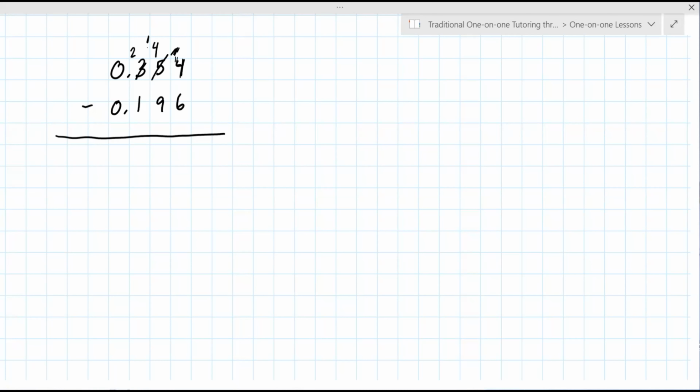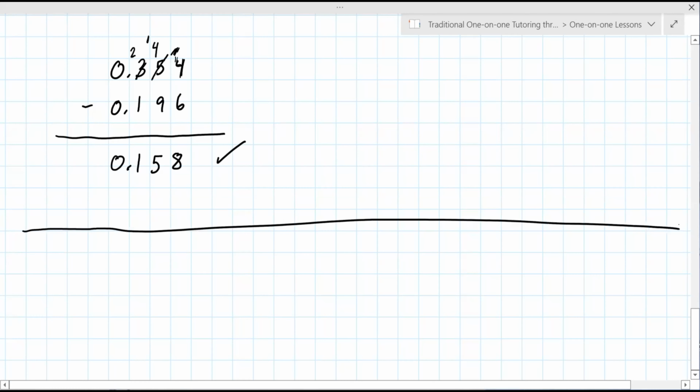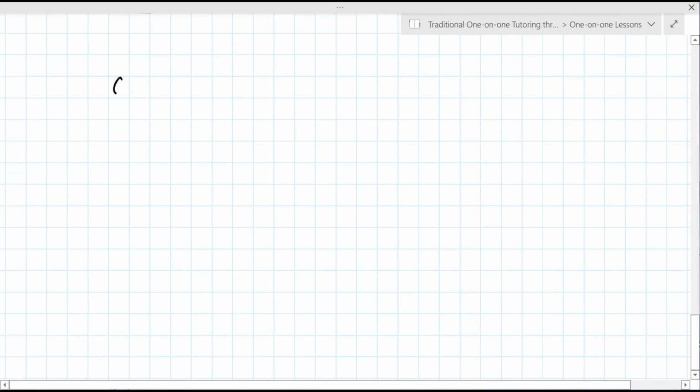Okay, I got my final answer. Okay, what is your final answer? 0.158. That is correct. Okay. So doing this problem helped to figure out a few of your questions. Let's do another one here. 0.713 minus 0.457. Okay, so I want you to do the same thing for this problem. Try working it out on your own, please.